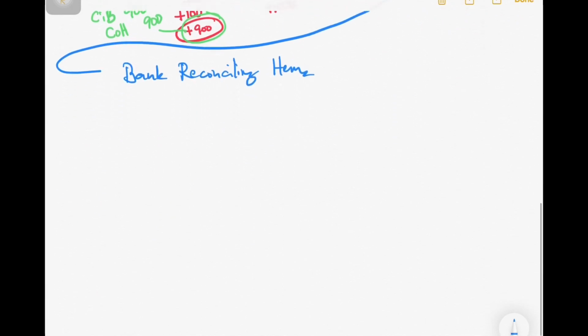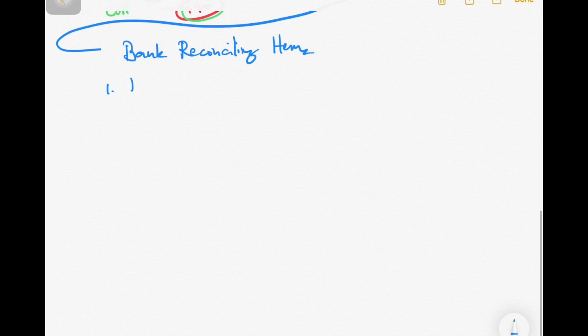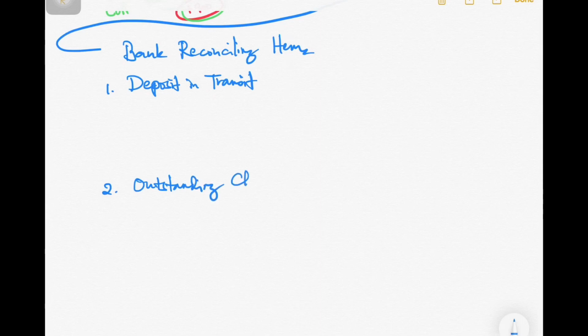We have three. Number one, we have deposit in transit. Number 2, outstanding check. And finally, we have your bank errors. Okay, so let's start with deposit in transit. This is you. This is the bank.